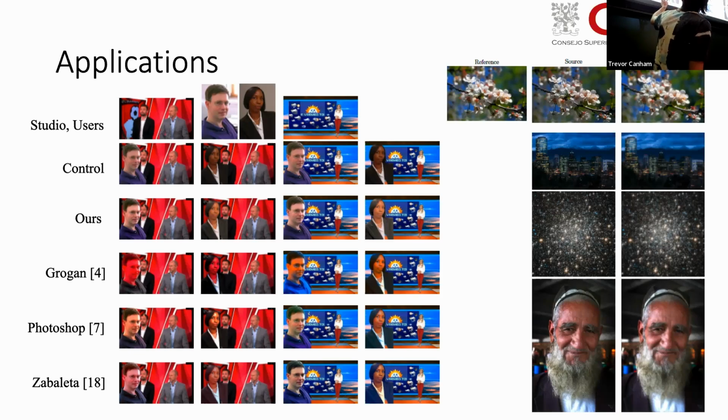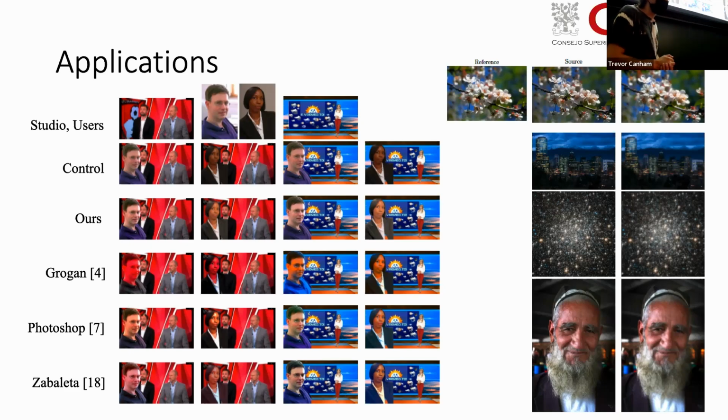And you can see there's also Photoshop and Sabaleta, there's some skin tone shifts which are really not acceptable for this application. If someone is going on to a studio broadcast and they see that their skin tone is being misrepresented, or their clothing or something like that, they're not going to be very happy about that. But the results of Photoshop and Sabaleta, they do okay in comparison to Grogan, but we can see Grogan's not very good for this application.